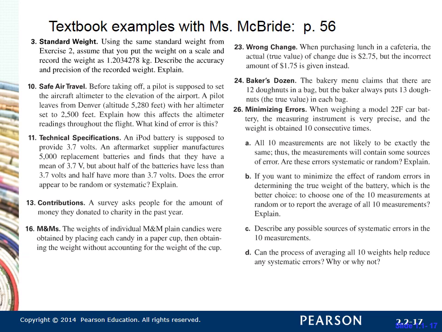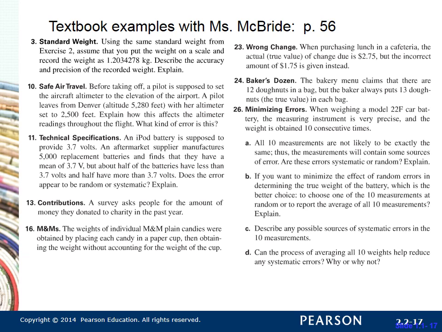All right, number 11, technical specifications. Here we have an iPod battery that is supposed to provide 3.7 volts. After we've done the replacement batteries, we find they have a mean of 3.7, but about half of the batteries have less and half have more. Does the error appear to be random or systematic? Well, since you have some high and some low, that would be random. If it were consistently the same amount off, it would be systematic, but because part are high and part are low, that would be a random error. And there's really not much you can do about that, you're just recording it.